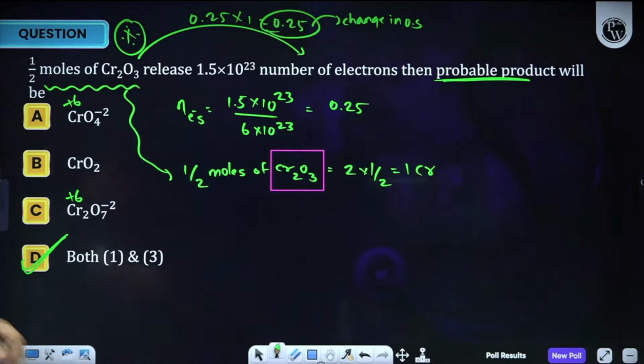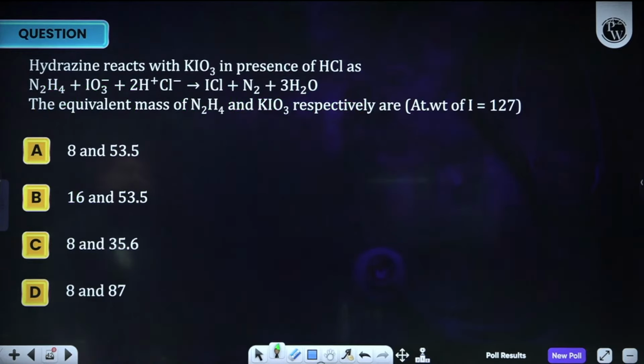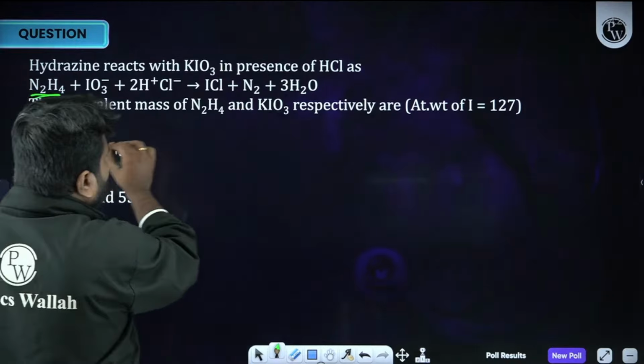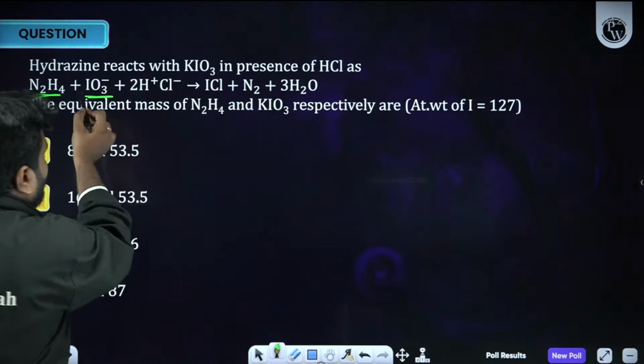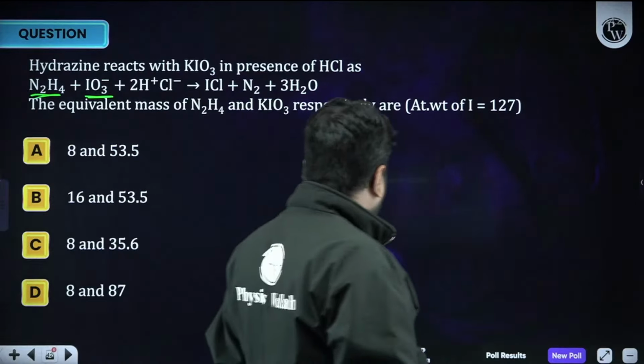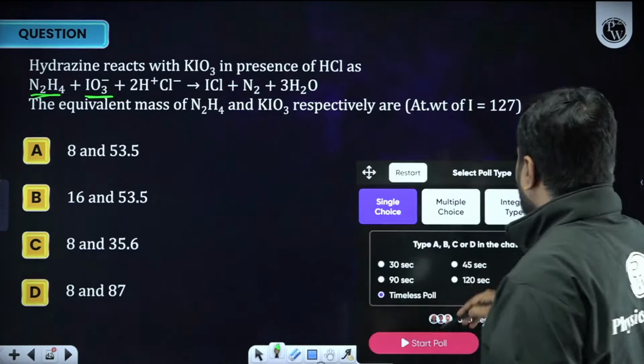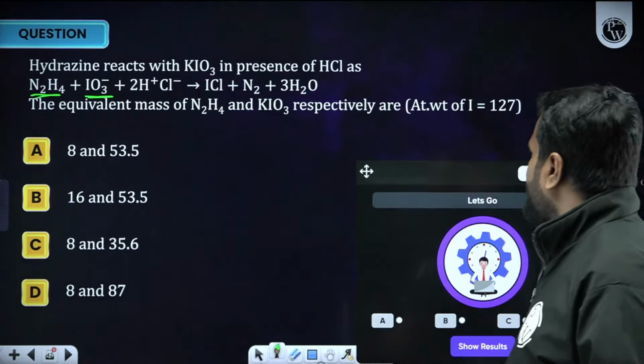Yes. Next question. Hydrazine reacts with KIO3 in the presence of HCl. They are asking for the equivalent mass of N2H4 and KIO3. Very simple. Calculate the n factor and then we can do it, right?